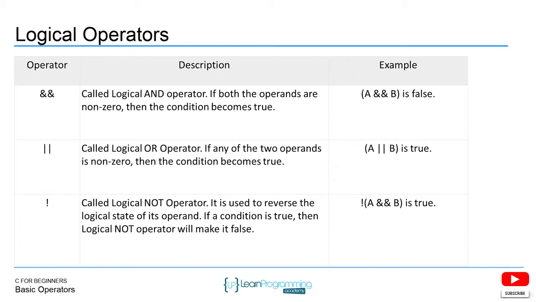And then the logical NOT operator, which is the exclamation point, just reverses the logical state of its operand. So if the condition is true, it is going to return false. So if you say not A with the exclamation point and A was true, the result is false. If you put the not outside of parentheses, whatever A and B evaluated to, it's now going to evaluate to the opposite. So let's again look at some examples in Code::Blocks.